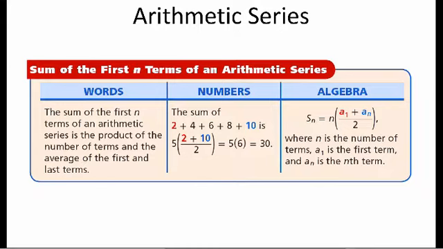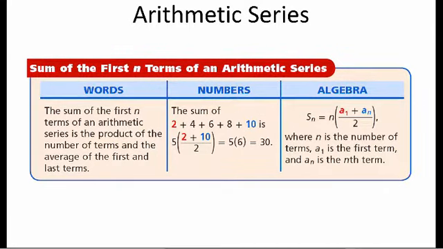Alrighty, last little bit here. Talking about arithmetic series. So now we've figured out how to find the terms in an arithmetic sequence. Now we're going to take those terms and add them up. So, putting into words first, and then we'll talk about the specifics.